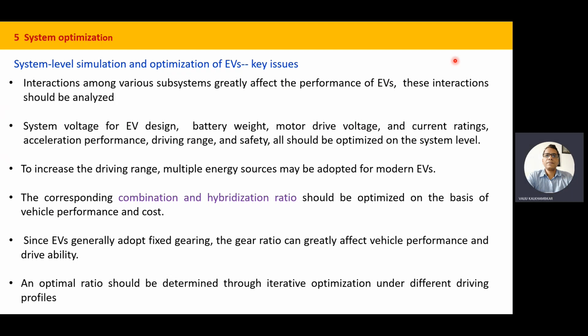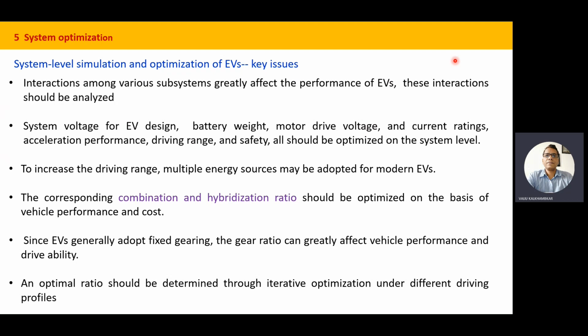Many times we go for hybridization. Now, the combination and hybridization ratio should be optimized on the basis of vehicle performance and cost. In the hybridization ratio, we mostly check what percentage of contribution comes from the electrical source. Suppose it is a hybrid electric vehicle, there is also an IC engine. So what percentage of contribution will be better when we add electric propulsion over the total contribution, that is by electric propulsion and IC engine propulsion. So this hybridization should be properly done by using the optimization.